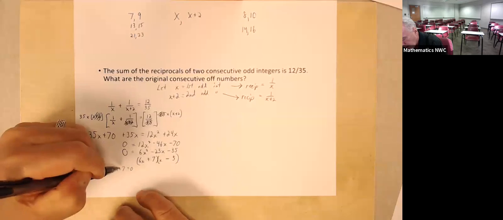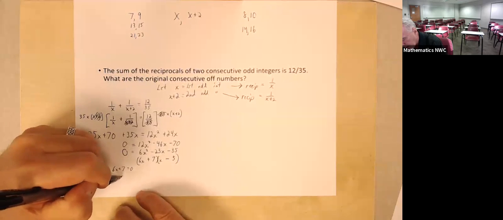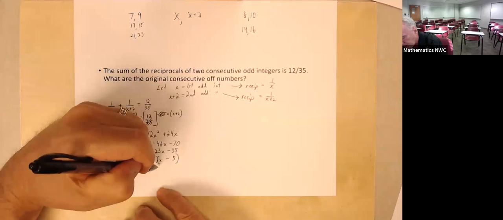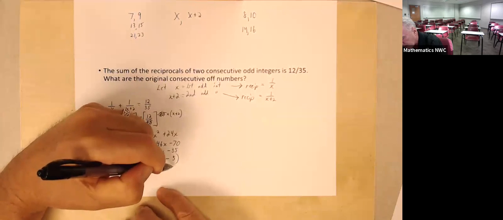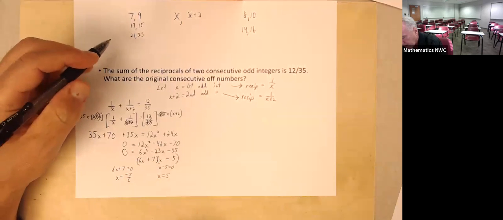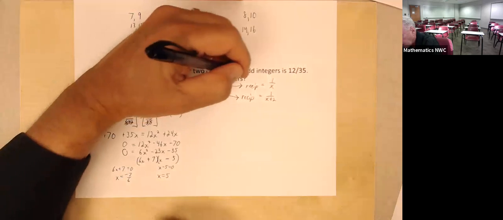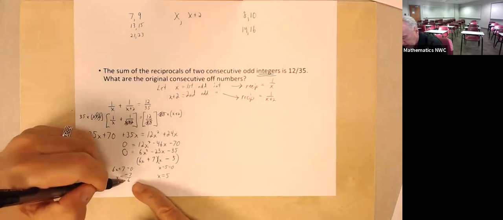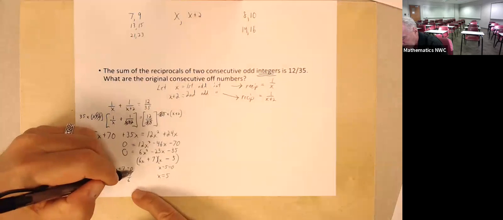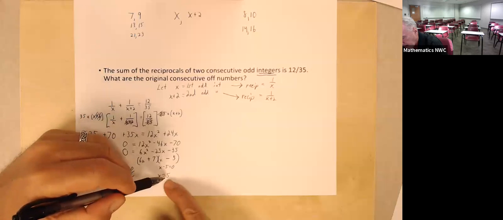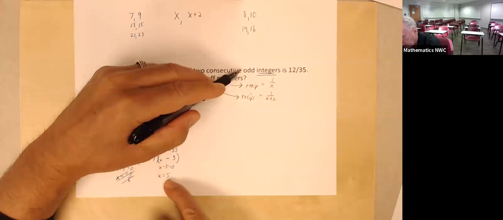Now, this 6x plus 7 equals 0. So bring the 7 across, divide by 6, you get a negative 7 over 6. The x minus 5 has to be 0. Bring the 5 across and you get 5. Well, this time, notice they said they were integers. Negative 7 over 6 is not an integer. That's an extraneous root. 5 is an integer and it's odd.